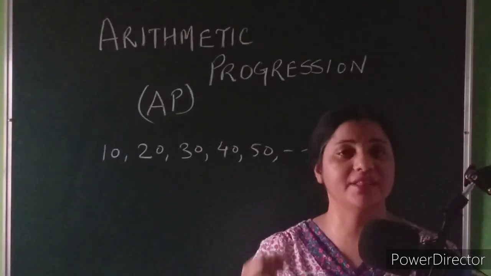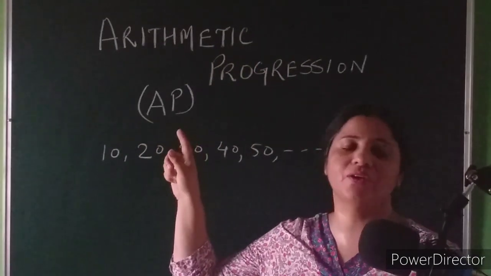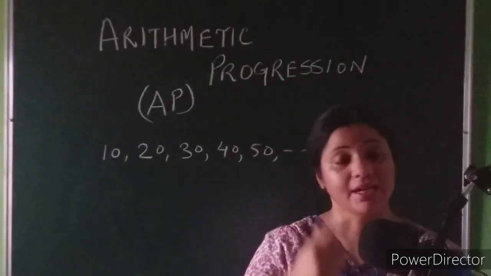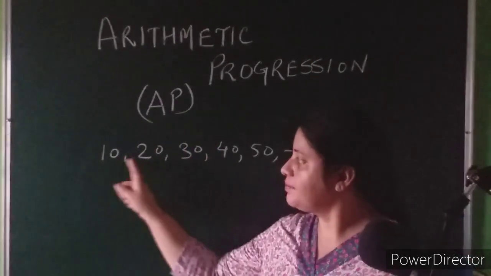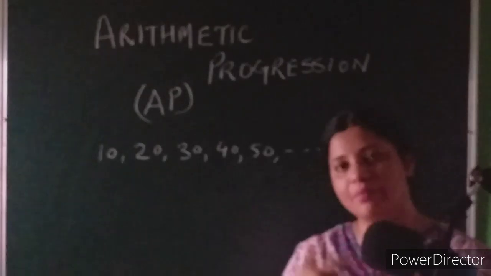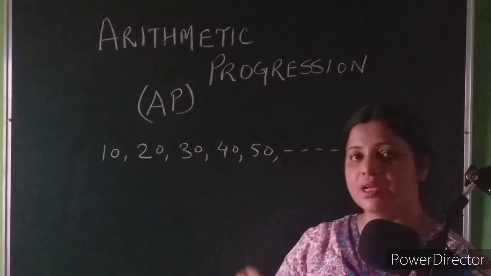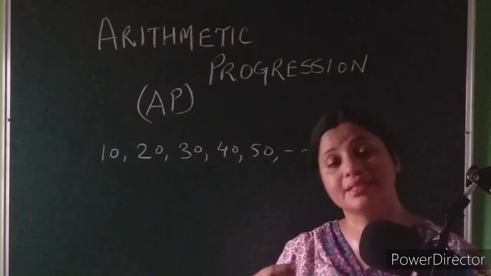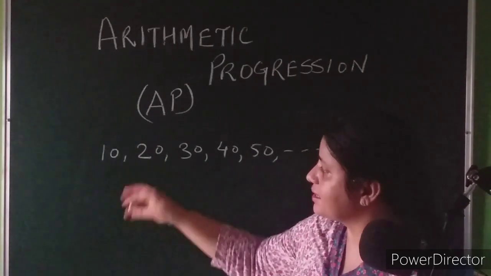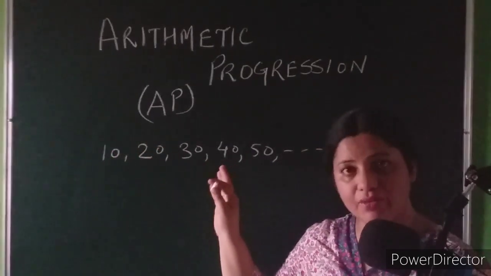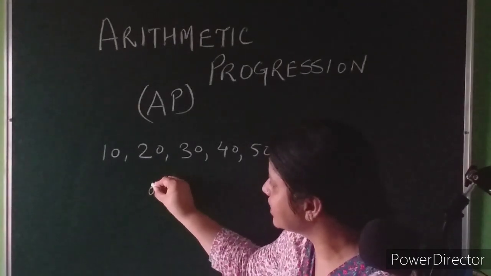From here we start with that interesting topic, arithmetic progression, which we fondly call AP, in class 10th mathematics. I have taken the same example again to elaborate the concept of AP. Arithmetic progression is that type of sequence where the consecutive members follow a common difference, and that common difference here is 10. I will call that difference D.